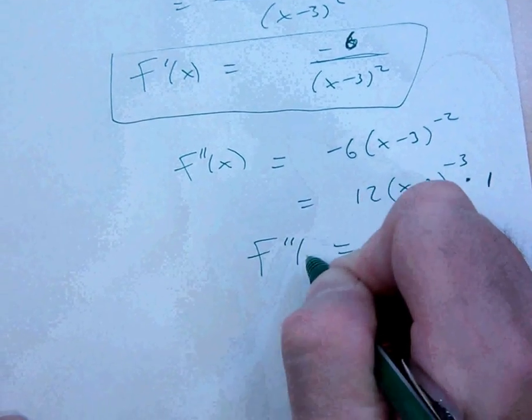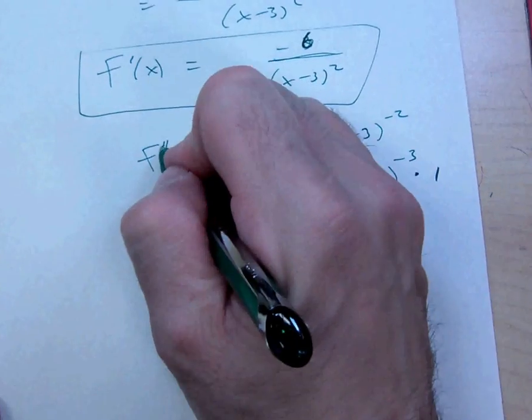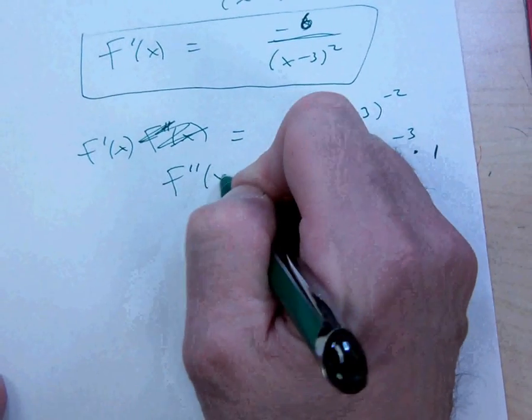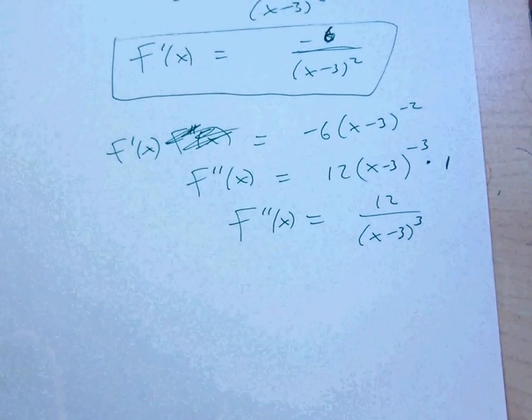Okay, and so there's f double prime. Everybody agree that's f double prime? Sorry, this is f prime. This is f double prime. Sorry about that. Okay, guys?